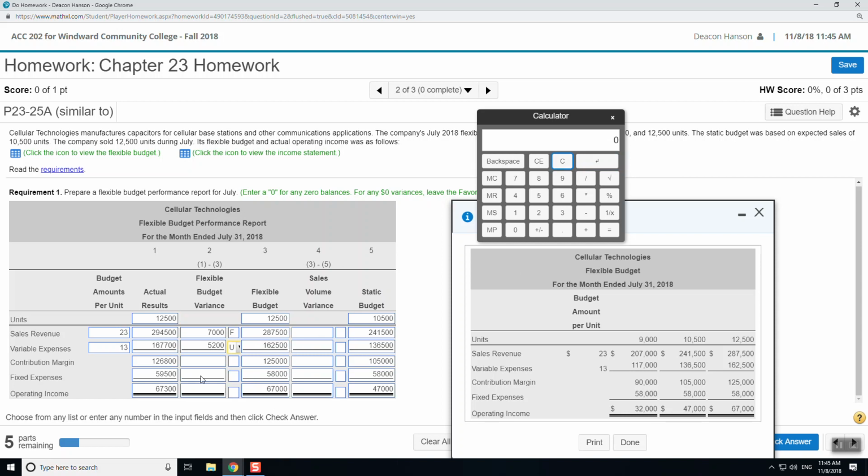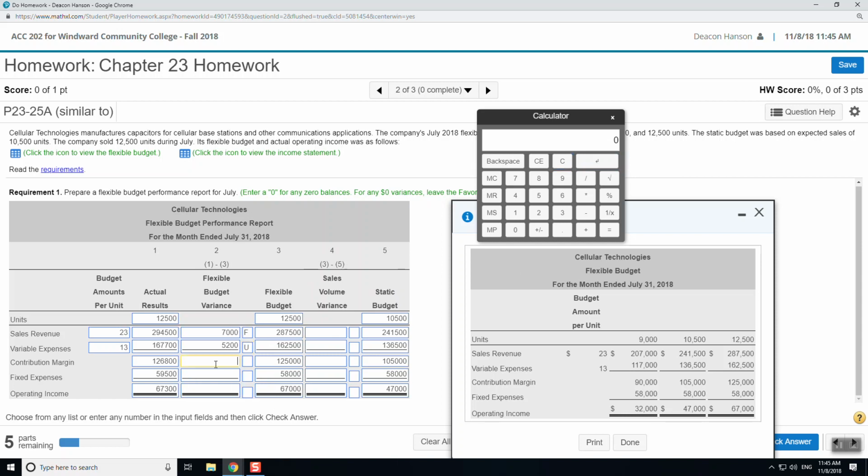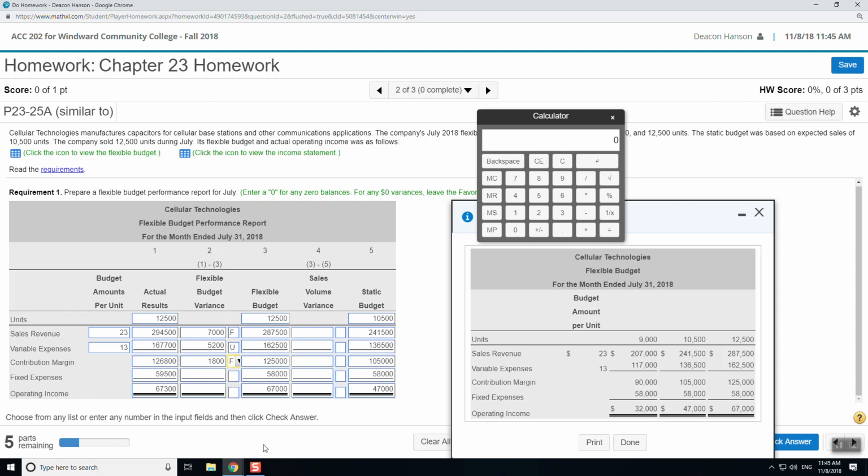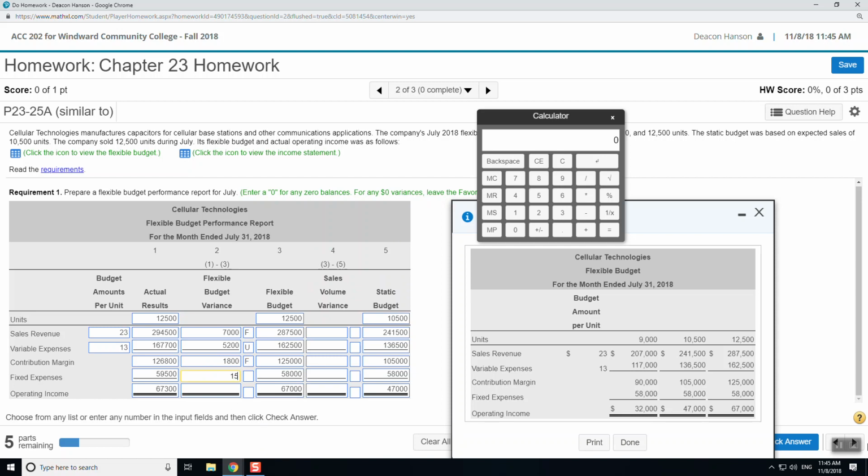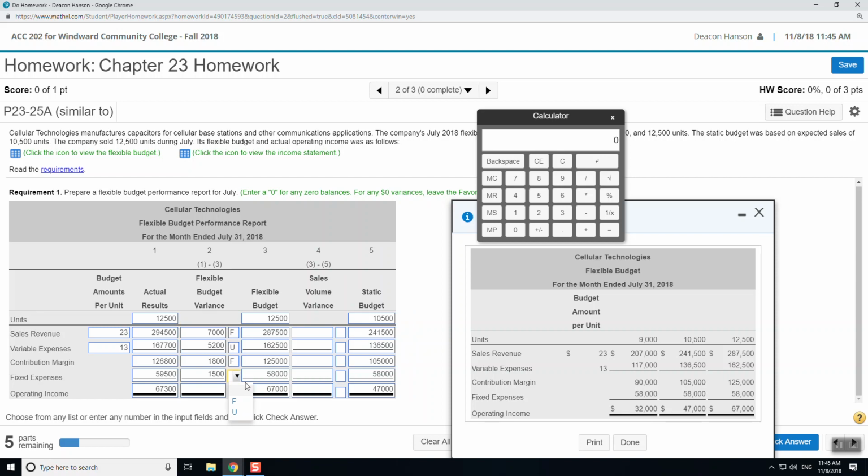Now, with contribution margin, it's going to be 1,800 more. Looks like it, right? But contribution margin is along the same lines as revenue, right? If you have a higher contribution margin than what you budgeted, that would be a favorable situation. And then fixed expenses were 1,500 more than the flexible budget. And because they're expenses and they're higher, that would be considered unfavorable.